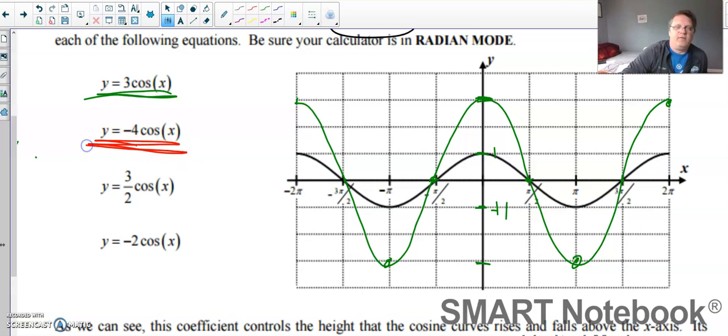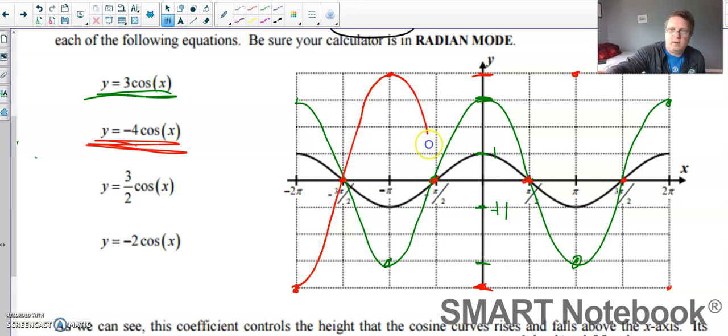Okay, right here, 4. So that means it's going to go up to 4, down to negative 4. But you see how it's a negative? That means it's a reflection over the x-axis. So instead of starting at the top, it starts at the bottom. Okay, starts at the bottom, still goes through here, goes up to 4, back to 0, down to negative 4, back to 0, up to 4, back to 0, down to negative 4.